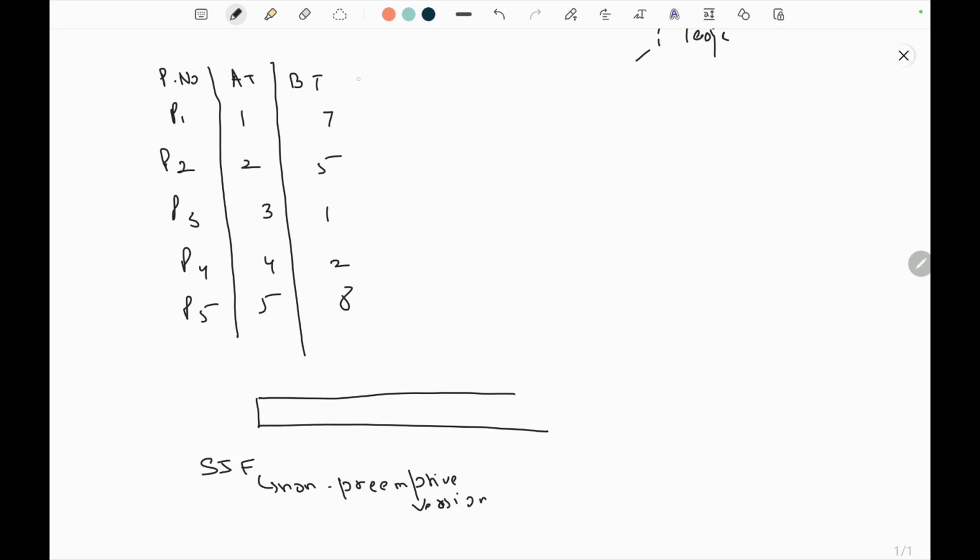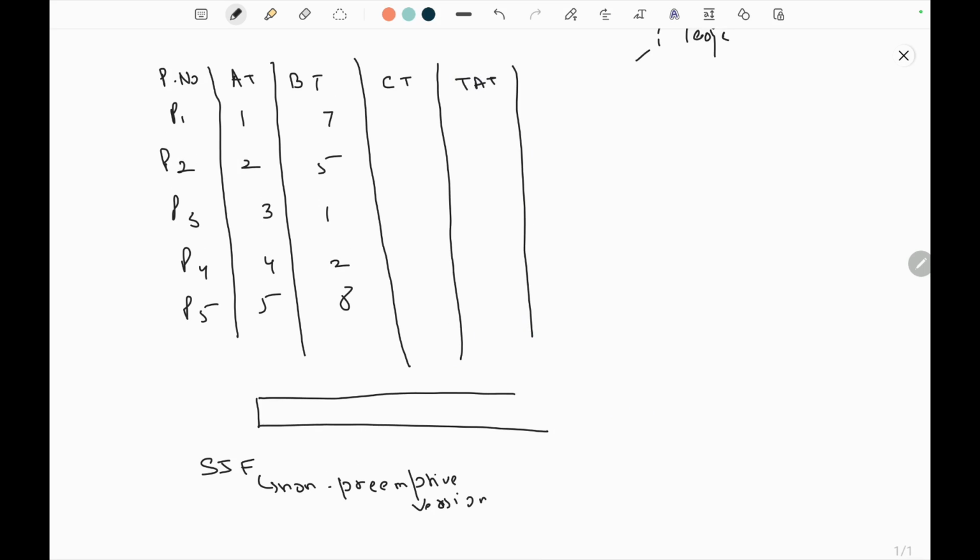Okay, so if you remember in the first come first serve video, I discussed how to make the complete table. Alphabetically, you will write the completion time, then you write the turnaround time, and then you write the waiting time.